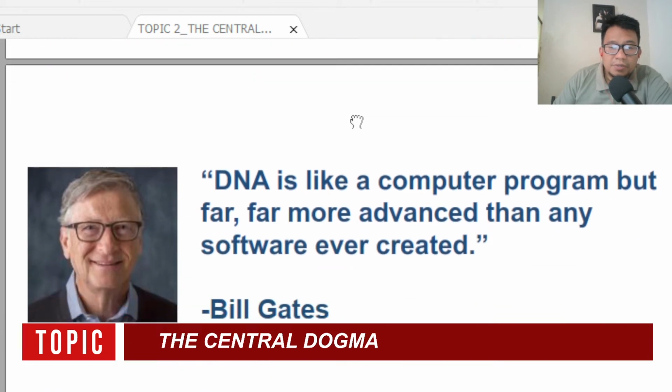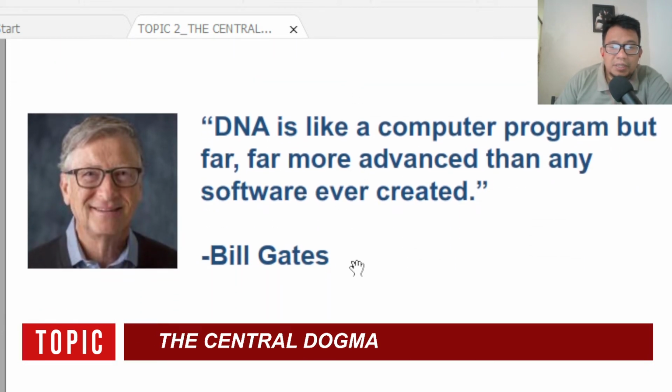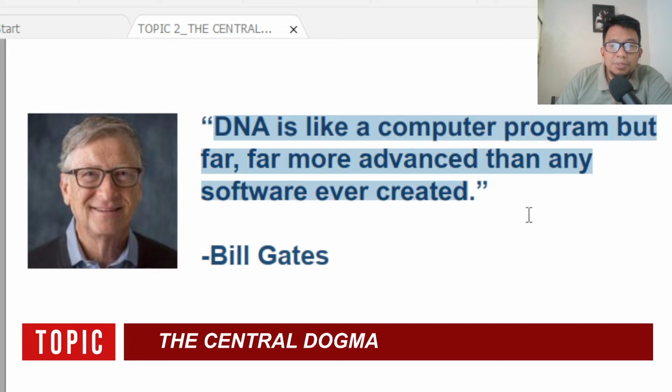Okay, so take a look at this kanang gitawag nga quotation from Bill Gates. We know Bill Gates is a world-renowned computer scientist. Iya gi-revolutionize ang computer science when he developed this Microsoft. Di ba? And he's one of the richest persons who ever lived. Okay, so according to him, DNA is like a computer program but far far more advanced than any software ever created. Okay, that's according to Bill Gates.